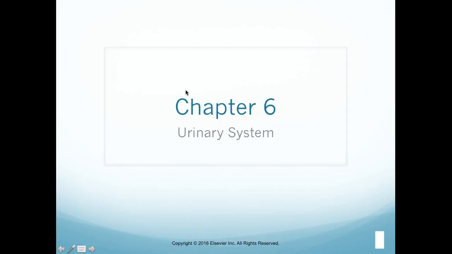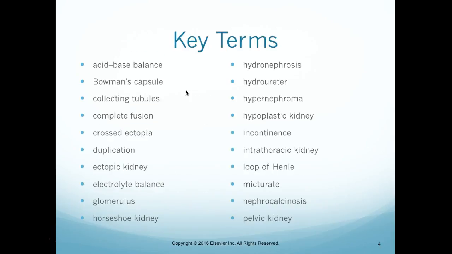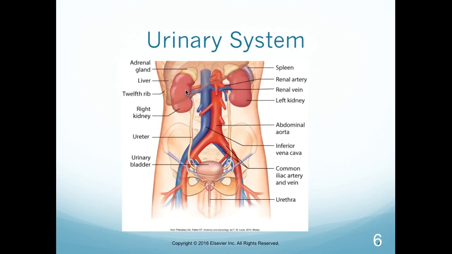This is chapter 6. So the outline, we're going to talk about the physiology of the urinary system, congenital hereditary disease of the urinary system, inflammatory disorders, urinary calculi, urinary tract obstruction, cysts and tumors, renal vein thrombosis, and we're going to close with the renal failure. So here's your chapter objectives and your key terms. Make sure you know what they are.